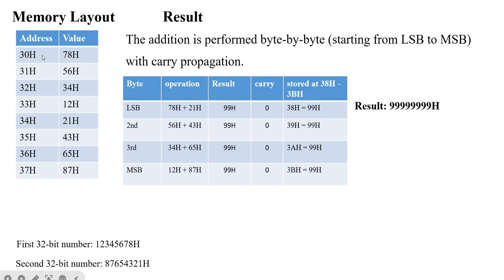So this is the memory layout of both the numbers, starting from the 30H location. These are the addresses, 30H to 37H, and the values are stored here. From 33H to 30H, the first 32-bit number is stored, that is 12345678. And from the 37H location, the second 32-bit number is stored, that is 87654321. Now we will see the addition of these two 32-bit numbers.